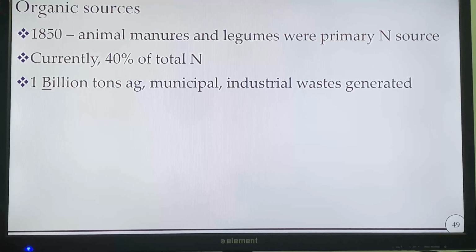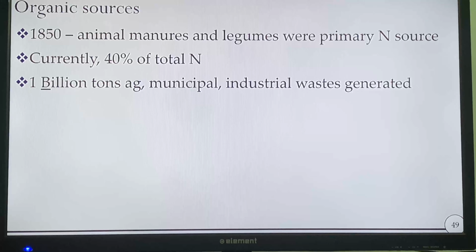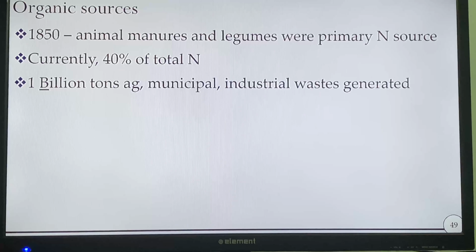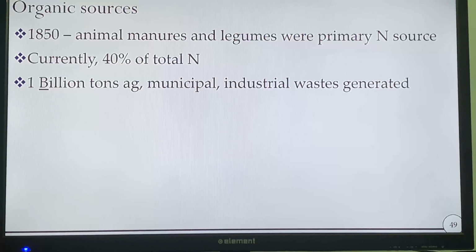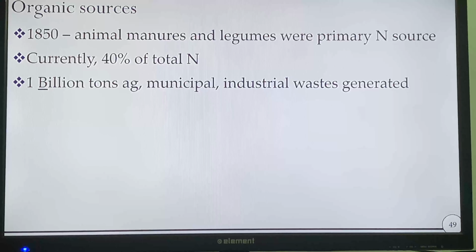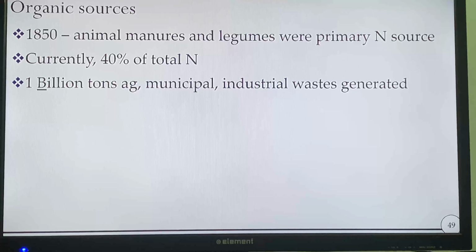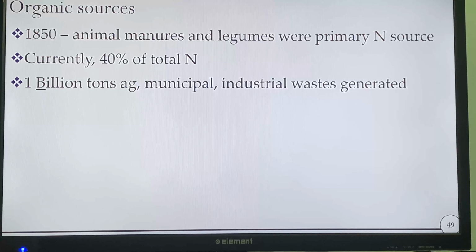And then finally, our organic sources. We've been using organic sources like the animal manures since kind of the beginning of farming. They actually make up about 40% of the total nitrogen consumption or usage in the United States, and we are producing 1 billion tons of organic nitrogen sources used as fertilizer through ag operations, municipalities, and other industrial wastes. They generate 1 billion tons of this material.